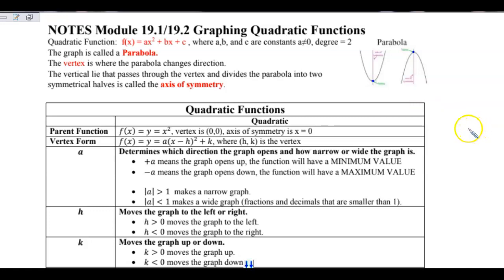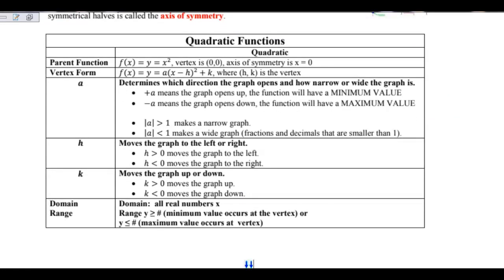A vertical line that passes through the vertex and divides it into two symmetrical halves is called the axis of symmetry. So if I were to divide it to where it has two mirror halves, this is called the axis of symmetry. It goes right through the vertex, and it basically creates two equal halves. If you fold it in half, they would lay one on top of the other. There's information from a quadratic function that's important, and we're going to be using it quite a bit today.